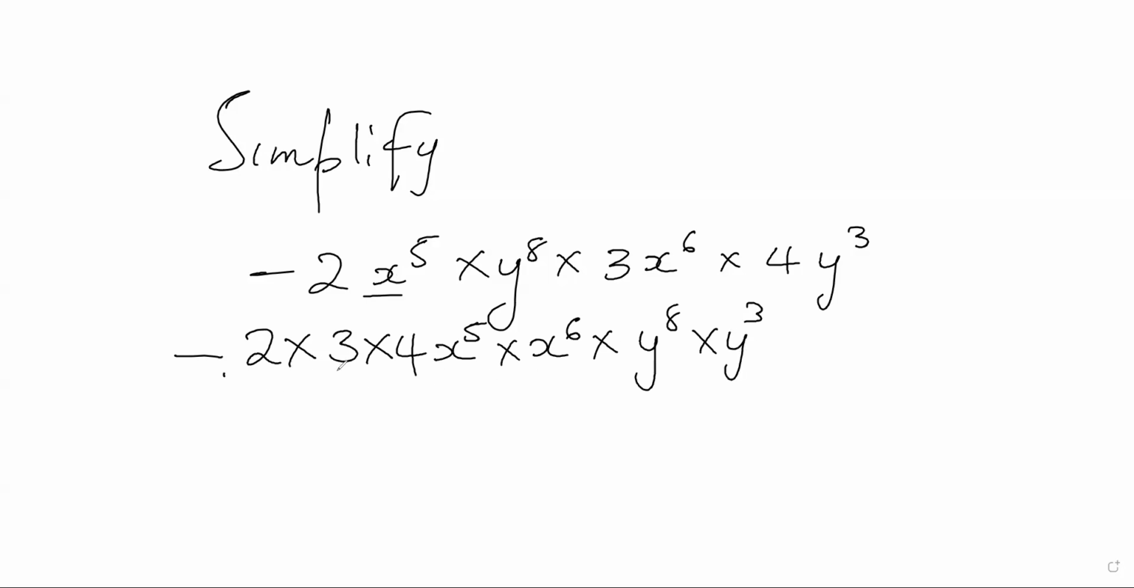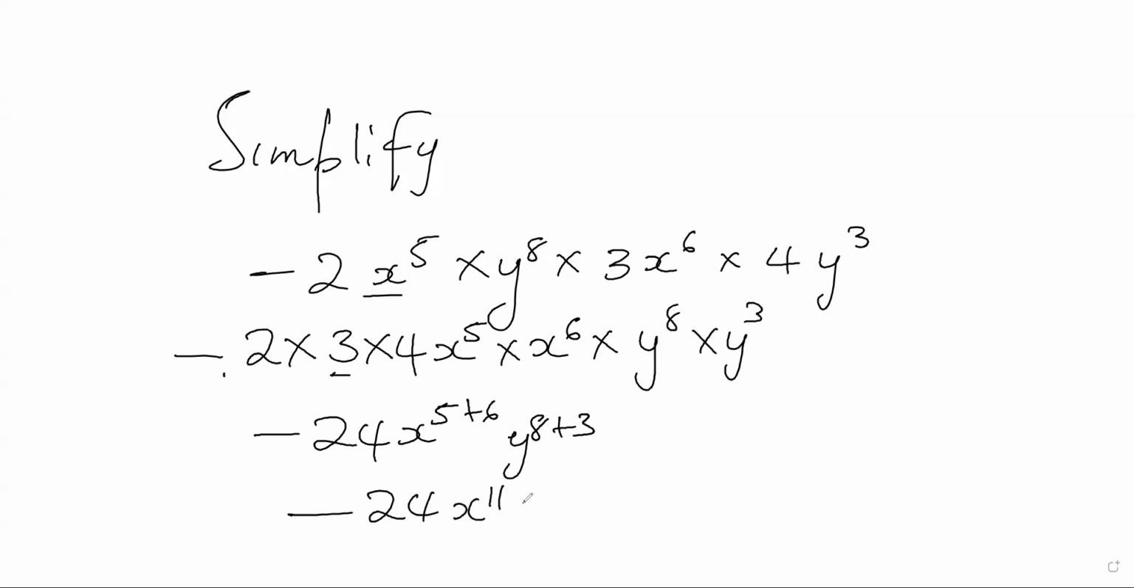So negative 2 times that, it gives us negative 2 times 3, that's negative 6, so that's minus 24. The rule says we add the powers, right? So it would be x5 plus 6, yeah, and then y8 plus the 3. So this will be negative 24 x11 y11. Yeah, it's correct. Both of them correct. Good job, good job.